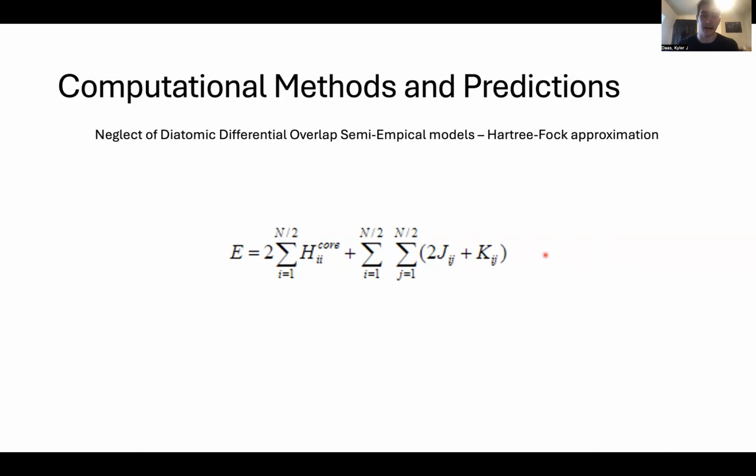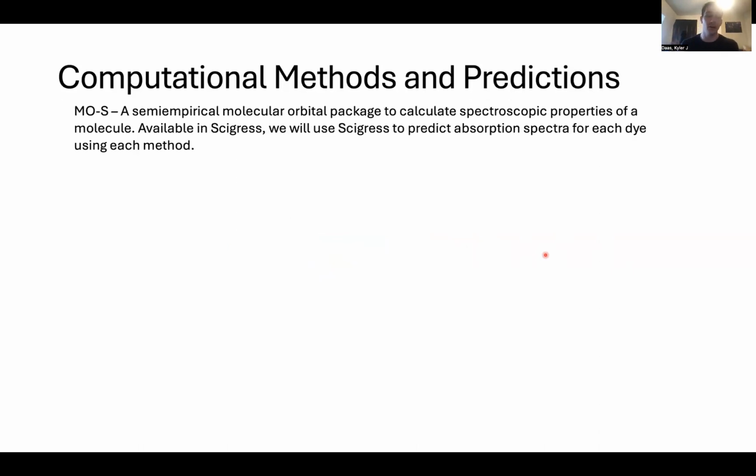And we're able to calculate various things based off of this using various types of Hartree-Fock approximation methods, which I'm about to get into now. So these methods that we use that are available in SciGrass, these Hartree-Fock approximation methods, are based on various things from MOPAC, which is a semi-empirical molecular orbital package to calculate the spectroscopic properties of a molecule. As I said, this is available in SciGrass, so we're going to be using SciGrass to run all these different types of methods and predict our electronic spectra.